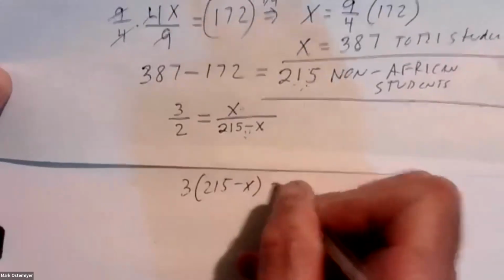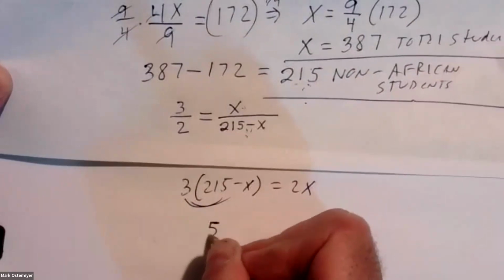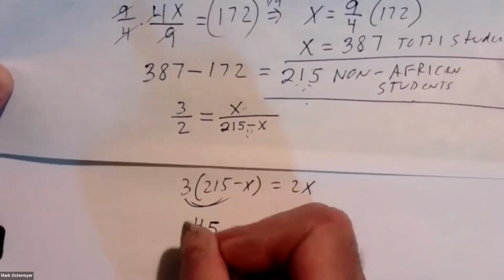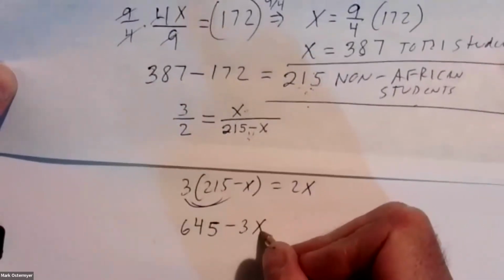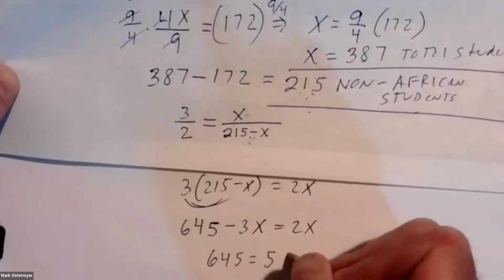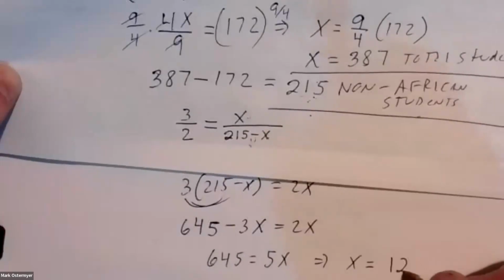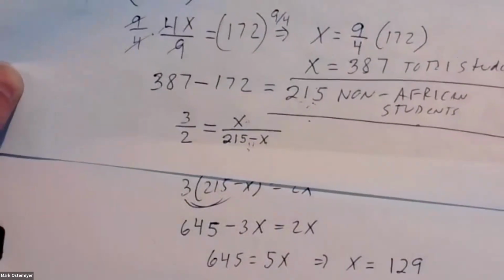Minus X is equal to what? 2X. Distributing there, what's 2 times 215? 645 minus 3X. Isn't that right? Yes. That's equal to 2X. Add 3X to both sides. You get 645 is equal to what? 5X. Divide by 5. What's X? 129. Is that right?